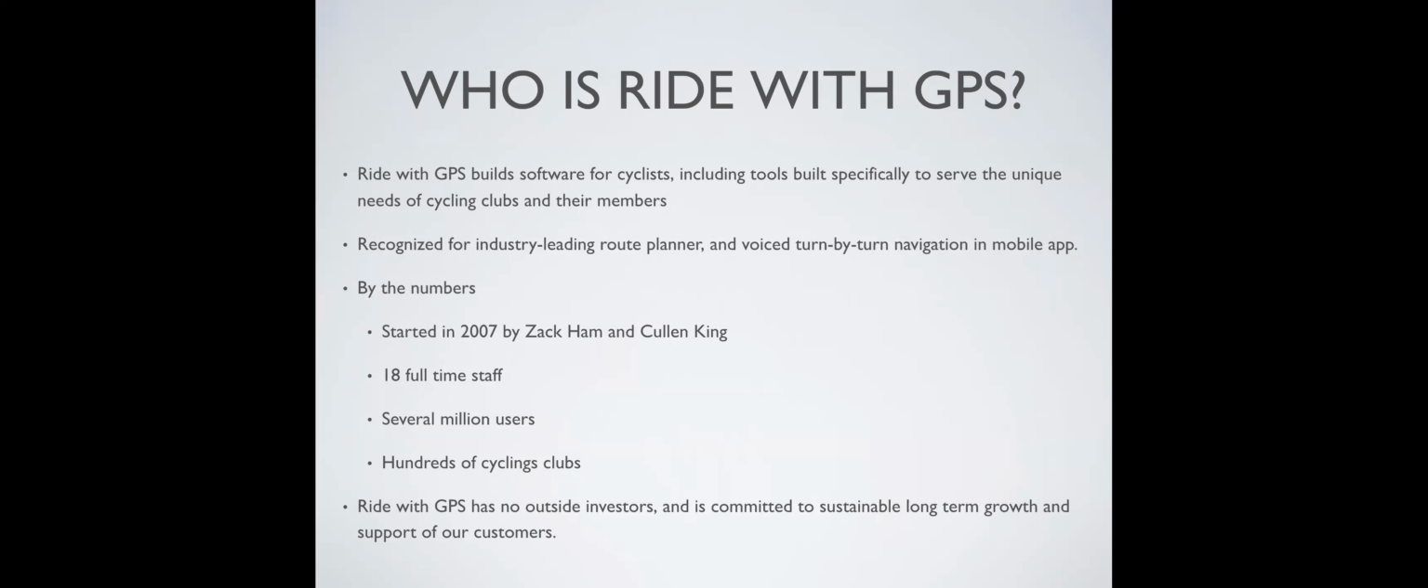Some stats on the company. The company was founded in 2007 by Zach and Cullen. They're still a very active part of the company. We work with them pretty much every single day. They still drive the ship and still talk to customers often, still go on club rides in Portland, Oregon, where we're based. Still very, very much a part of everything. We're 18 full-time staff now, like I said, based in Portland, and we have several million users all over the globe, and hundreds of different cycling clubs all over the globe as well.